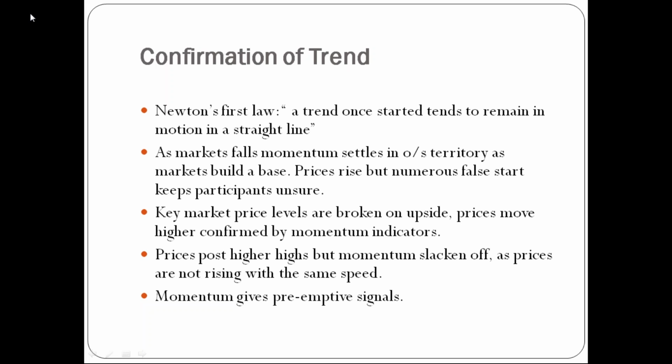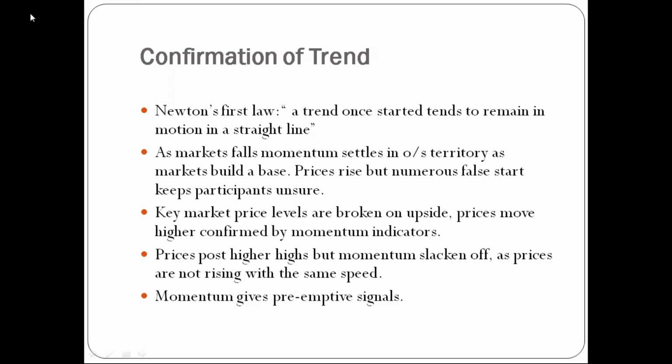As in the first point we mentioned, a trend once started tends to remain in motion. So as the market keeps falling, the oscillator or indicator settles itself in the oversold territory, and as the market is falling, it may give numerous false signals to the participants that the trend has changed, but it's not sure. We'll look at how it happens.